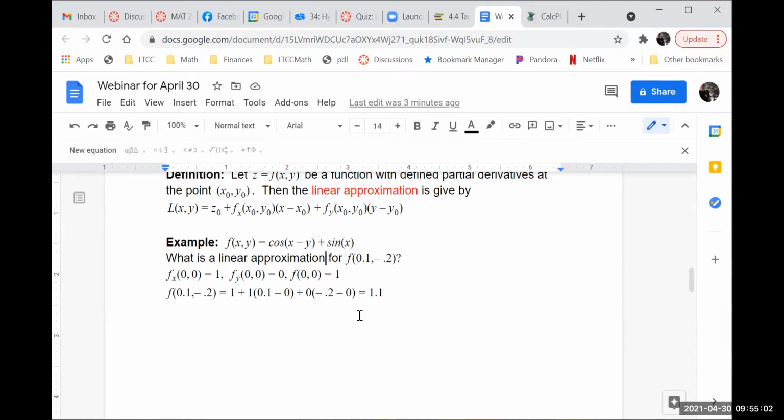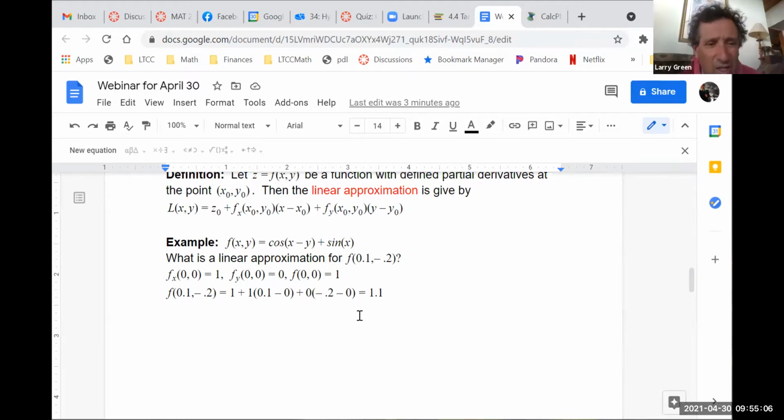The computer might crash, or it's just going to get slow. Nobody's going to play your game, right? So when you have to do computations with the computer and speed is important, then you do linear approximations. Any questions on that?